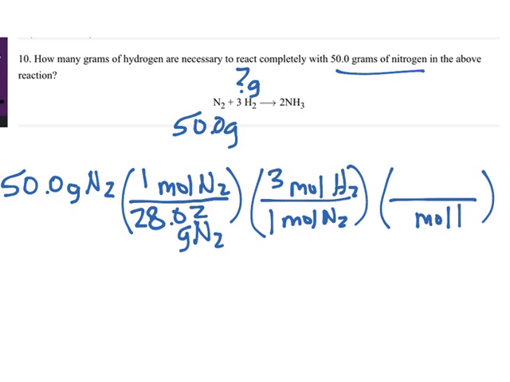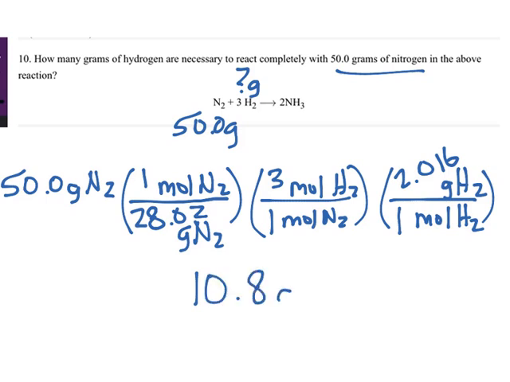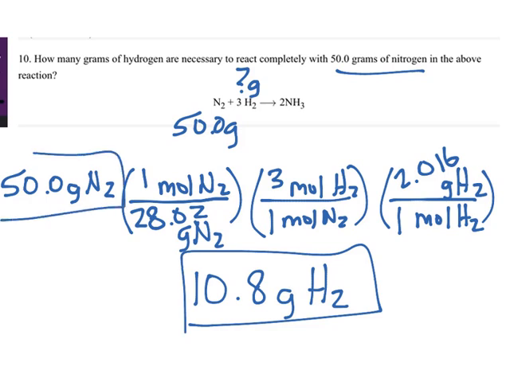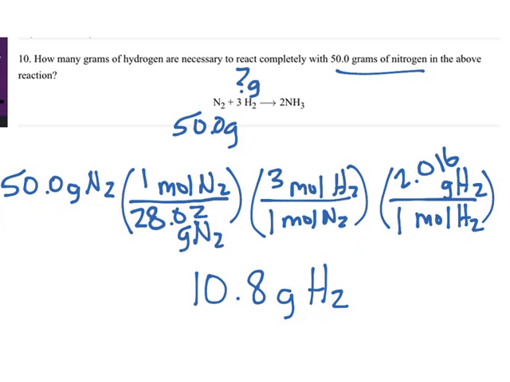And then canceling out the moles of H2, I'm going to go to grams of H2. Again, I need the molar mass, but this guy's diatomic, so it's really 2 hydrogens for a total of 2.016 grams of hydrogen. Multiply across the top, divide across the bottom, you get an answer of 10.8 grams of hydrogen. You would need 10.8 grams of hydrogen to react with 50 grams of nitrogen.